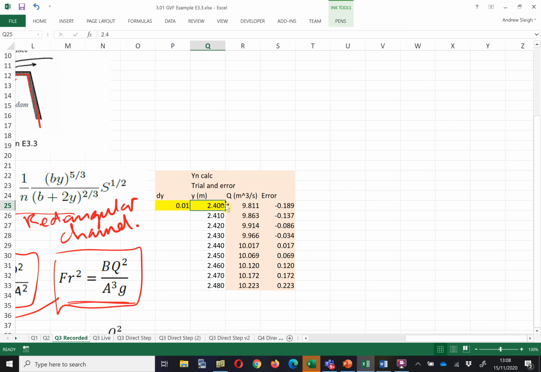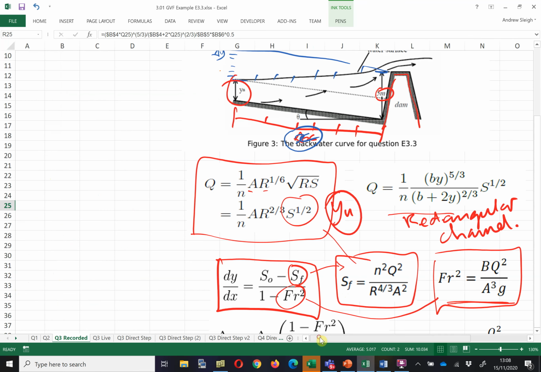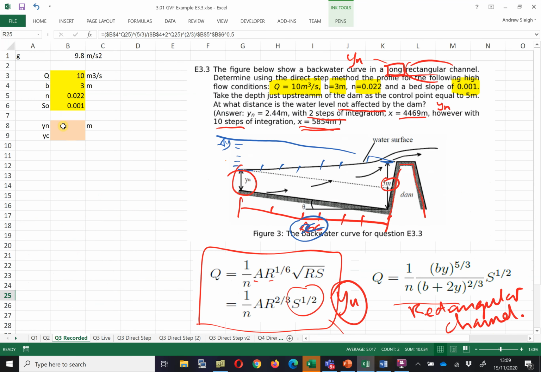So I could put in here 2.445, and I get an error of 0.04. I think 2.44 is good enough for us now. Okay, so there we have 10 meters cubed. So let's go up into here and put in 2.44 meters.